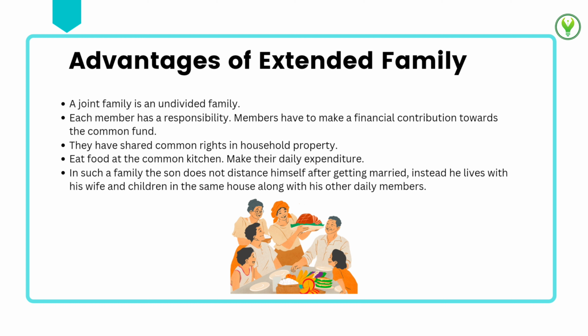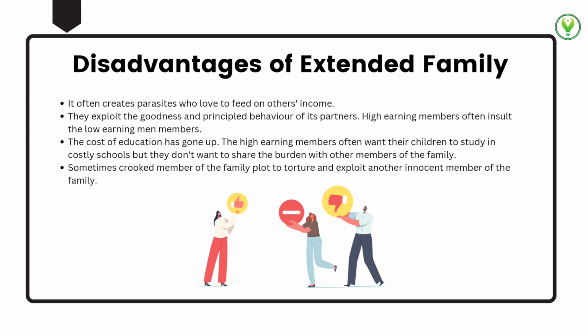Moving on with the disadvantages. It often creates parasites who love to feed on others' income. They exploit the goodness and principled behavior of its partners. High-earning members often insult the low-earning members. The cost of education has gone up. The high-earning members often want their children to study in costly schools, but they don't want to share the burden with other members of the family.